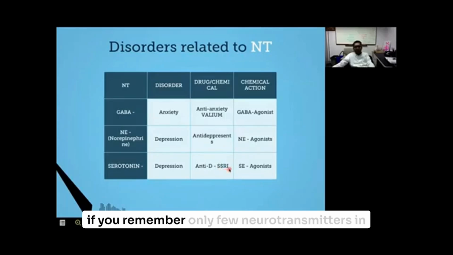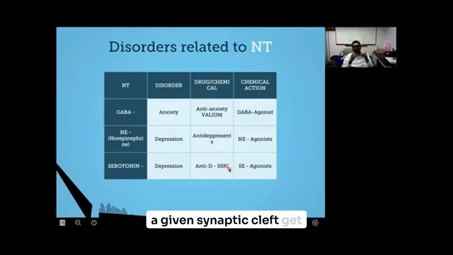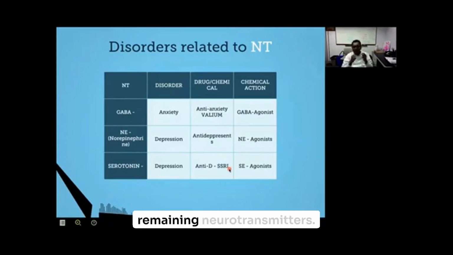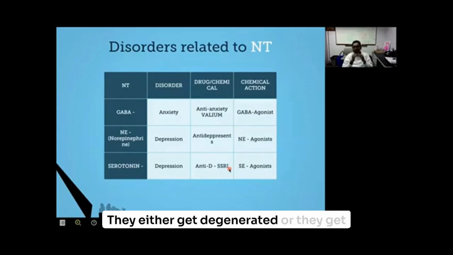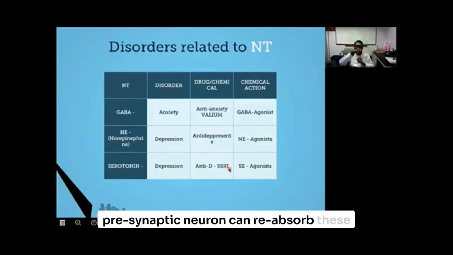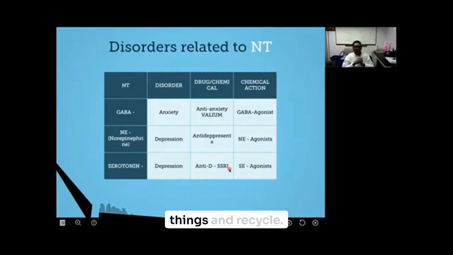If you remember, only a few neurotransmitters in a given synaptic cleft get attached to the receptors on the postsynaptic neuron. And several things may happen to the remaining neurotransmitters. They either get degenerated, or they get deactivated, or they just vanish or move away. Or one of the things we discussed was that the presynaptic neuron can reuptake, reabsorb these things and recycle.